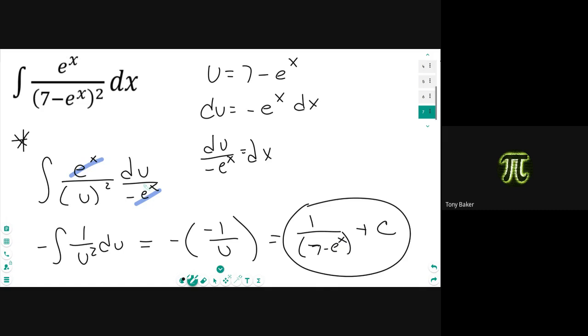One of the reasons I always take whatever is left over and put it out in front. And then I put parentheses around what I'm doing the integral for, because it's really easy to go, oh, I already have the negative sign there, I'm good.